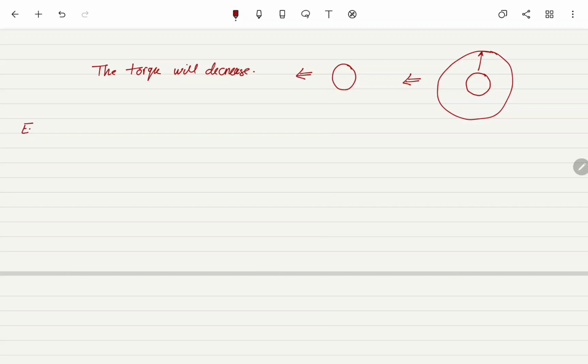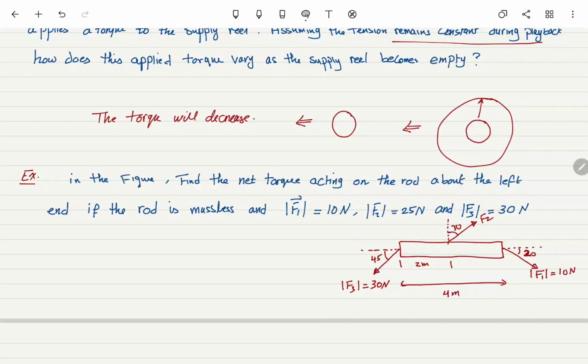Example. In the figure, find the net torque acting on the rod about the left end if the rod is massless, and F1 has a magnitude equal to 10 newtons, F2 equal to 25 newtons, and F3 equal to 30 newtons.